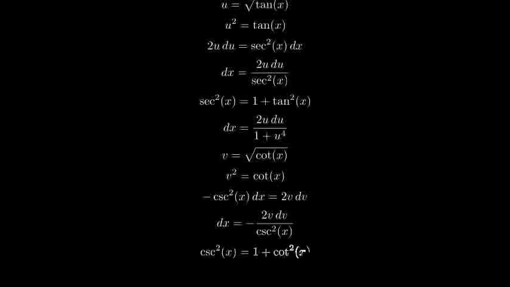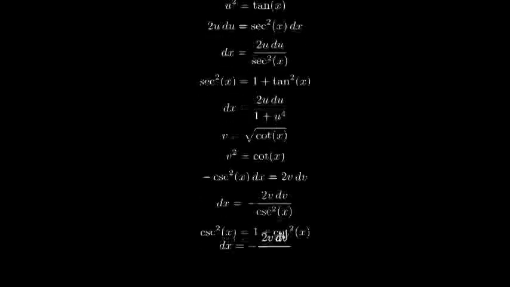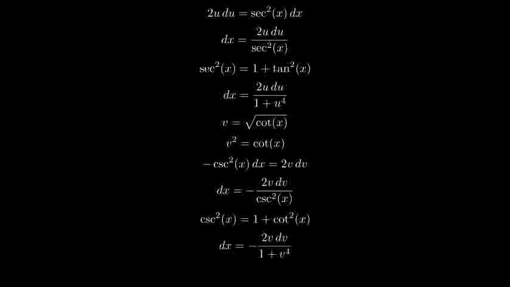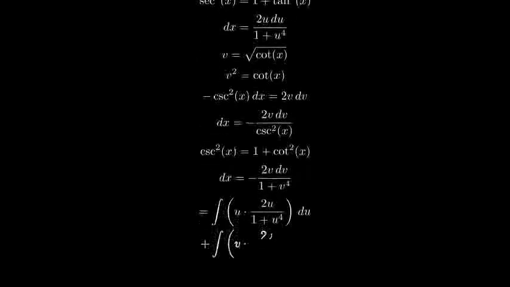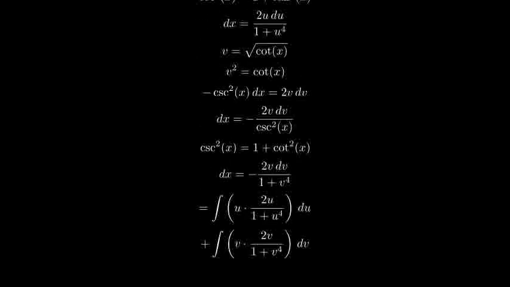Remember that cosecant squared x is equal to 1 plus cotangent squared x. Using this identity, we can simplify our expression for dx. Now, we have expressions for dx in terms of u and v. Substituting back into the original integral, we split the integral into two separate integrals, both with simpler forms, one involving only u and one involving only v.